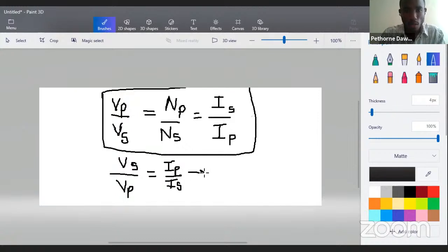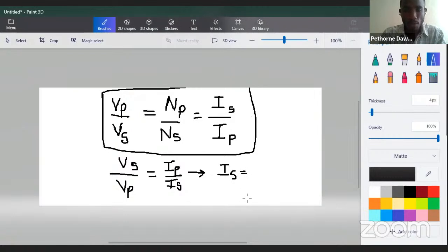And then when you transpose for, what is it that we're finding again? Is. You transpose for Is, you would have Ip goes now and cross multiplies to Vp. And then you'd have Vp.